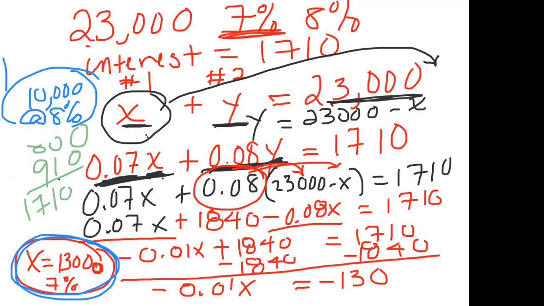And guys, you can do this on the test. If you're not sure how to do the problem, take the answer choices and guess and check them. Multiply the 10,000 times 8%, gives you 800. Multiply the 13,000 times 7%, gives you 910. When you add them together, if it gives you the total interest earned, that's the correct answer.